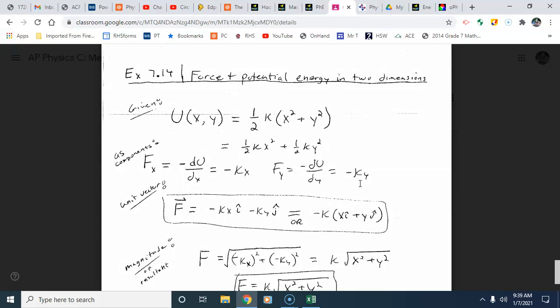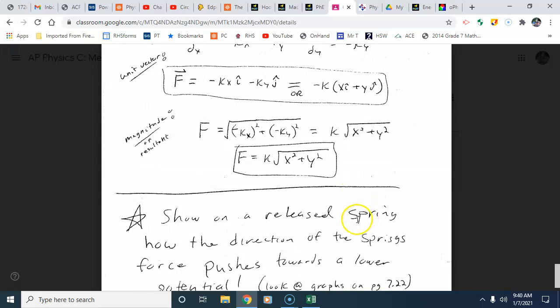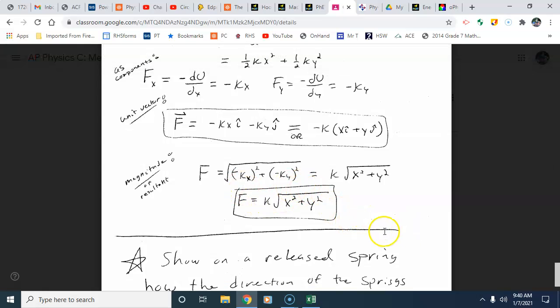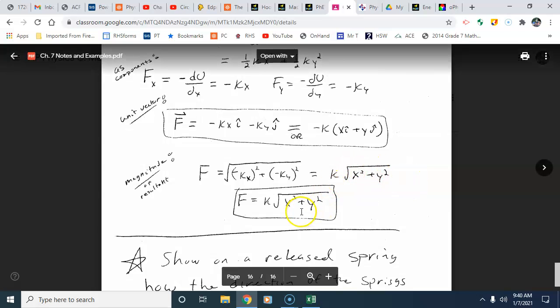But it did say find an expression for the magnitude. That means of the overall force. What we just found here are expressions for the x component and y component separately, right? So what do we do if we have components and we want to find an overall magnitude? We put them into the Pythagorean theorem, right? And we run them, and if we do that, we could make it look prettier. We could factor out the k out of the square root and have something that looks like this.